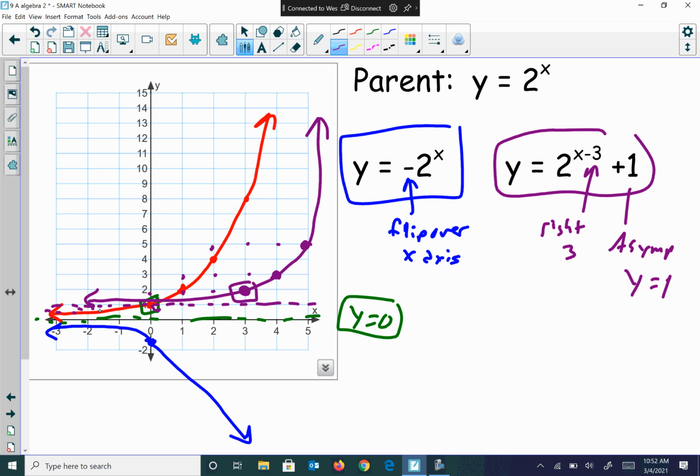So the purple is the easy shifts from y equals 2 to the x. If you change that base 2 to a 3 or a 4, that's just going to change how quickly it grows vertically. But if you draw the parent function in and then show the shifting upon that, it's similar to what I was doing with the sine and cosine graphs. You have everything already in place. You put the original and then you can start showing the shifting. Questions?